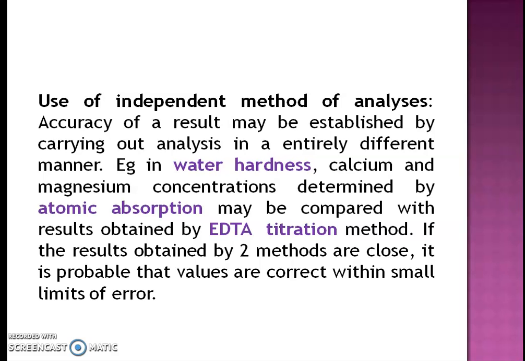So if the results obtained by the two methods are close, it is probable that the values are correct within the small limits of error. But if the results obtained by two methods differ widely, it means that there is some problem in our analytical method.